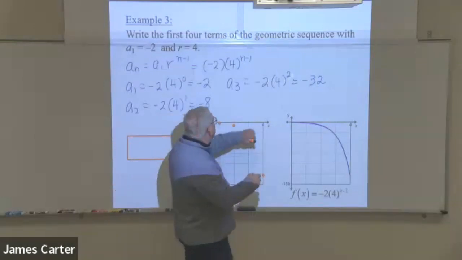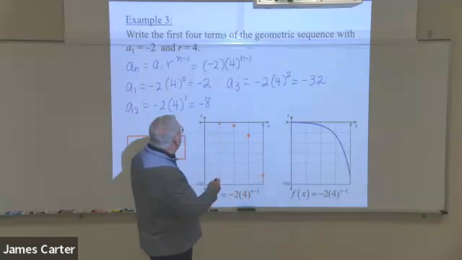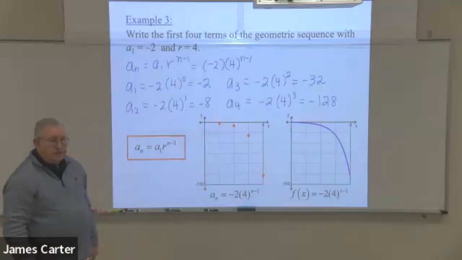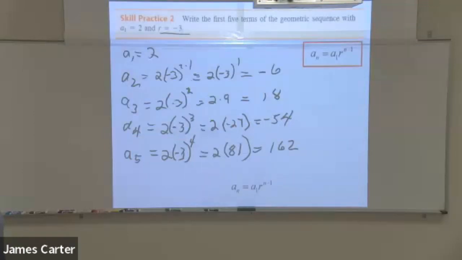n minus 1, 3 minus 1 is 2. 4 to the second is 16 times negative 2 is negative 32. Here again, we have 4 minus 1 is 3. And we get negative 128, and then we can graph these if we wish. And this will be the last slide that we're going to do today.